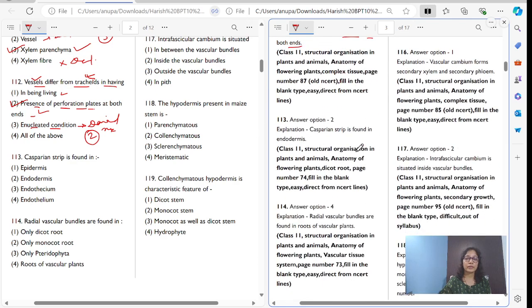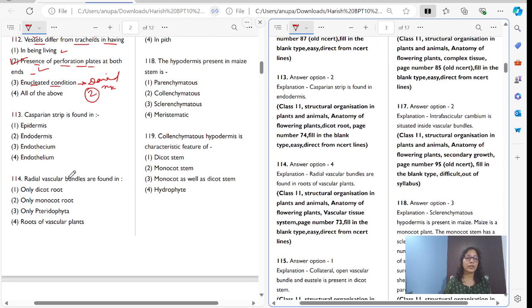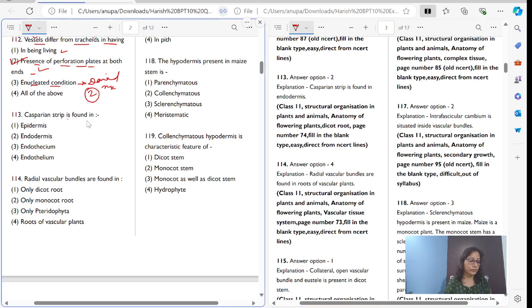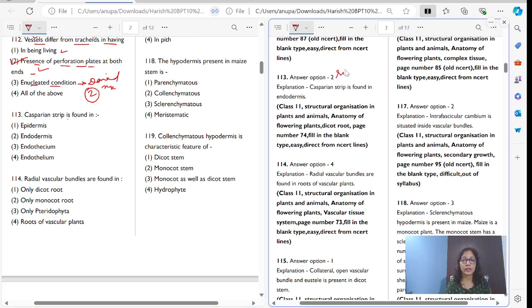Now let's move to the next question, that is question number 113. It says that Casparian strip is found in. Casparian strips are ring-like structures, and they have thickening in the cell walls, and these are found in endodermis.